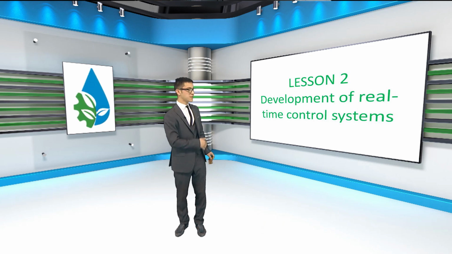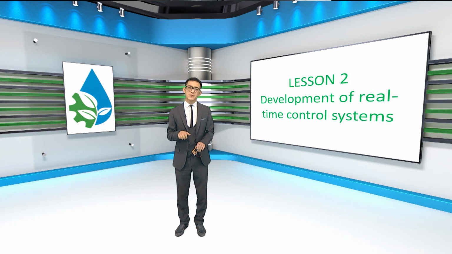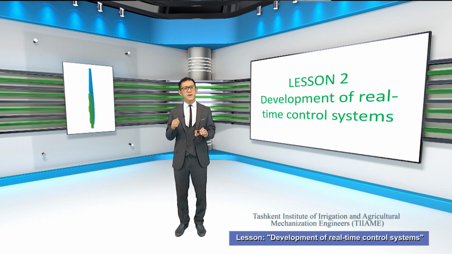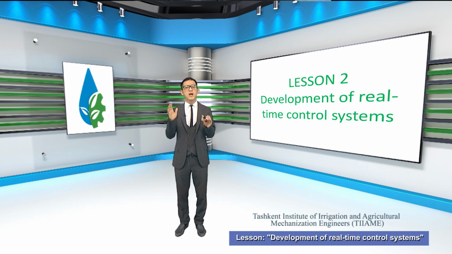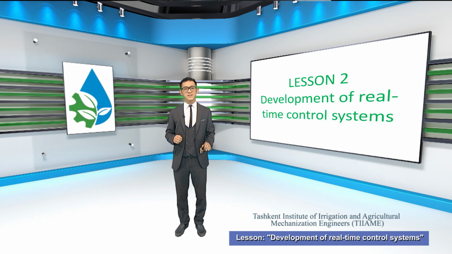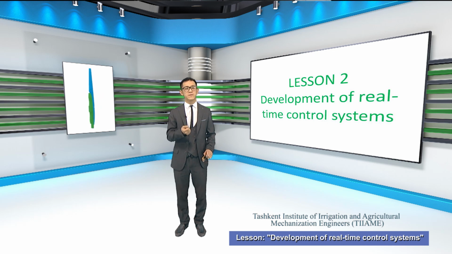Our lesson is the development of real-time controller systems and how we can make them, the principles of making real-time controller systems, what real-time controller systems are, where we can use them in technology processes, and the difference between the local control system and the real-time control system. To understand this process, let's see a little example of the principles of this work.